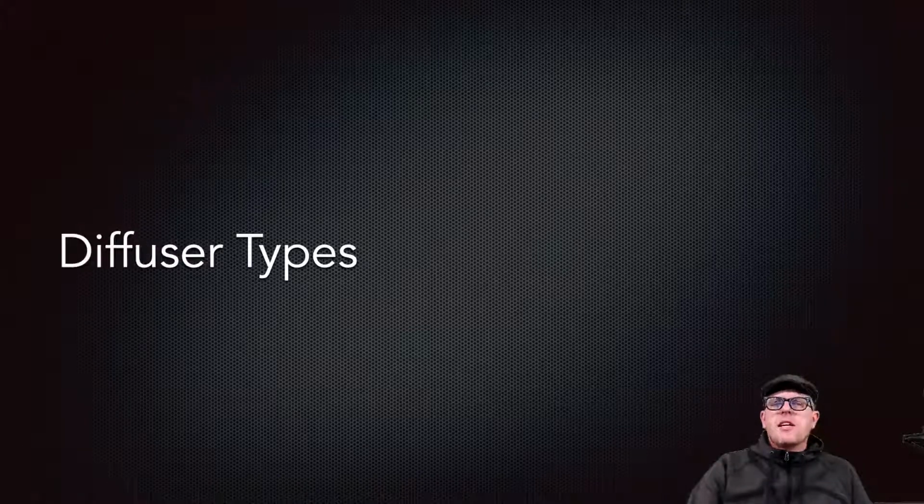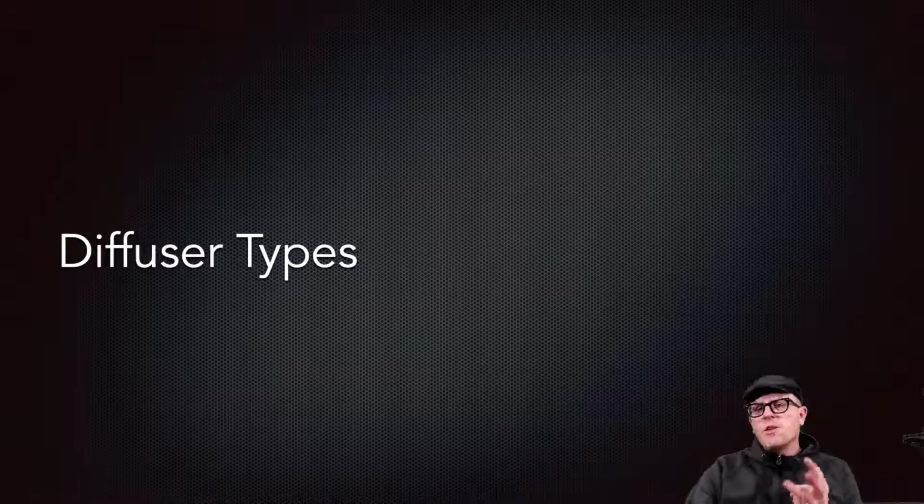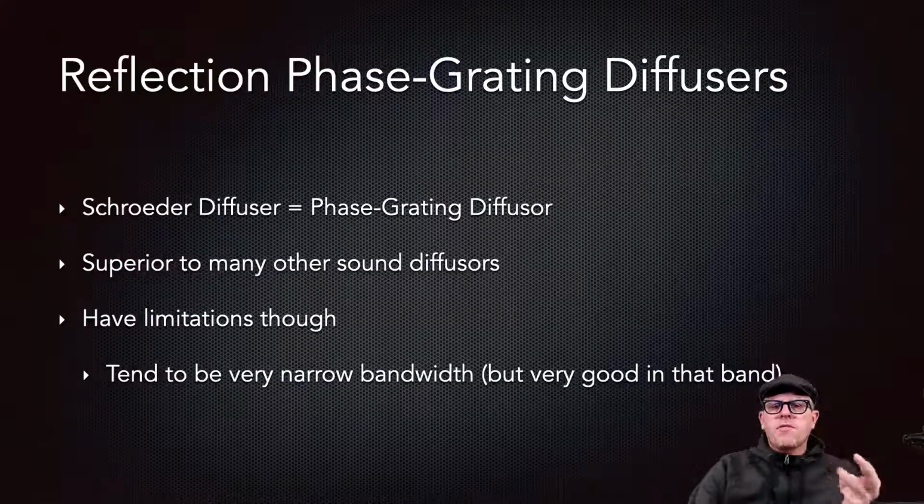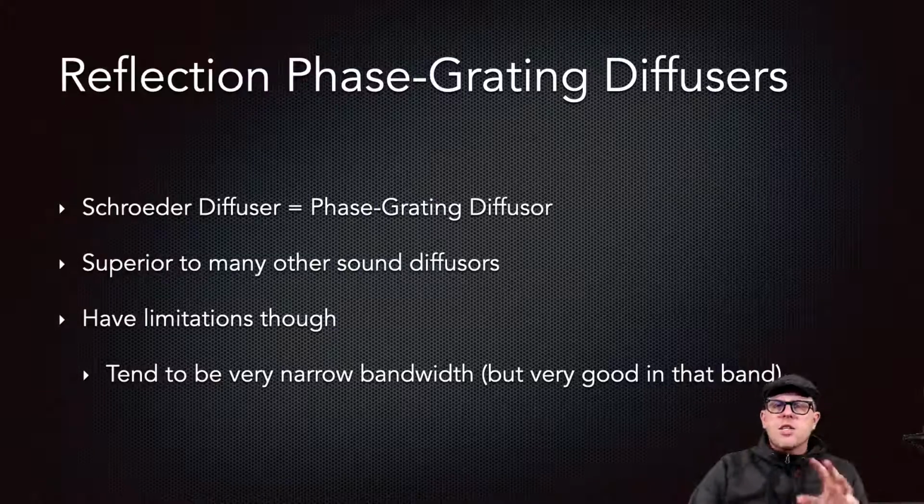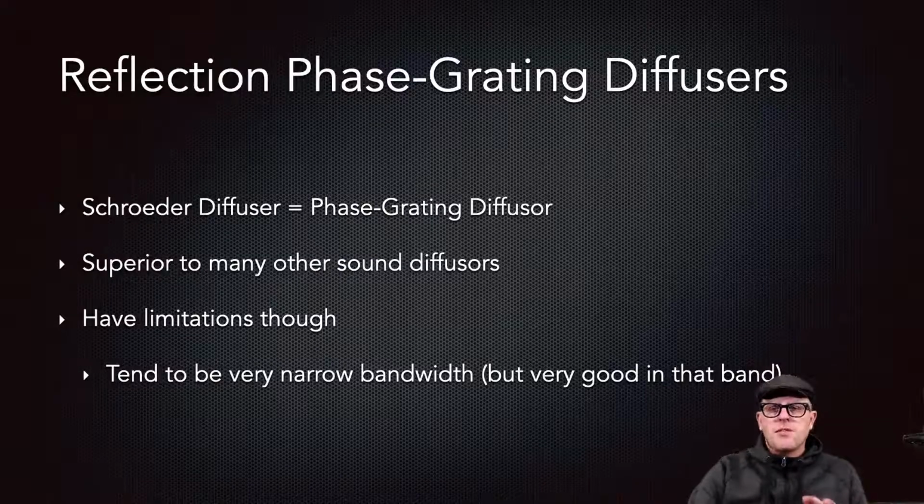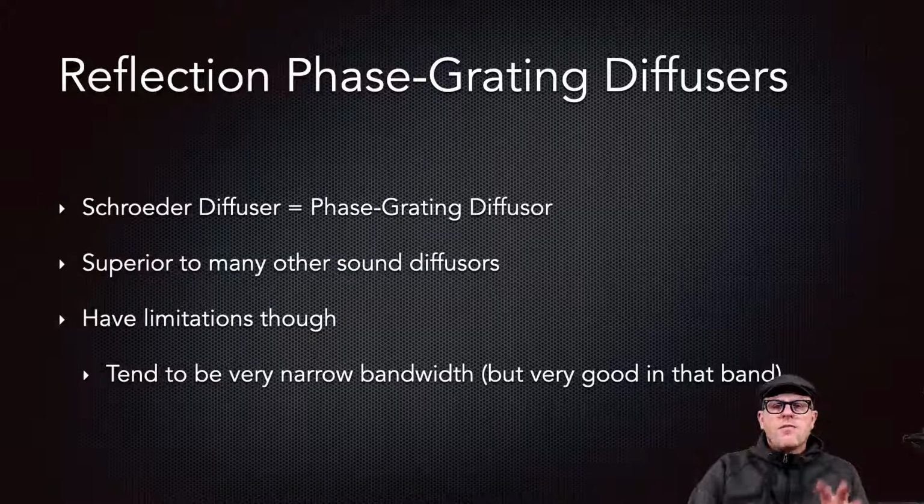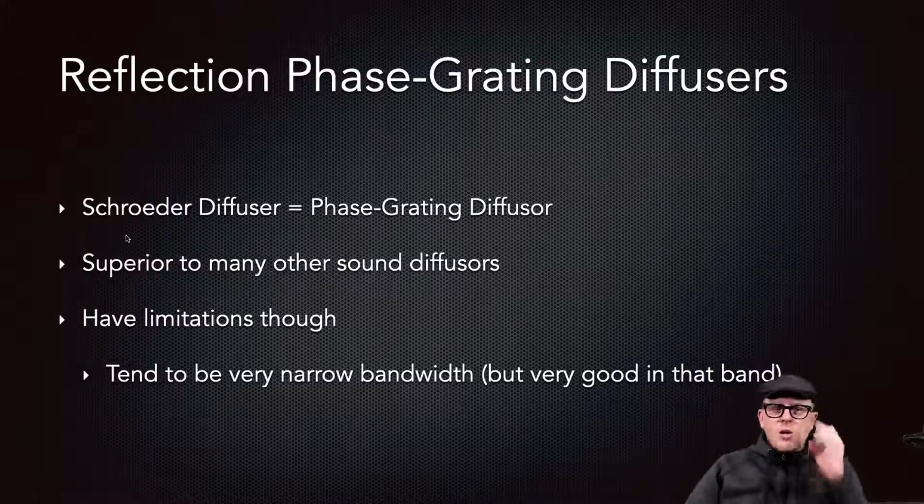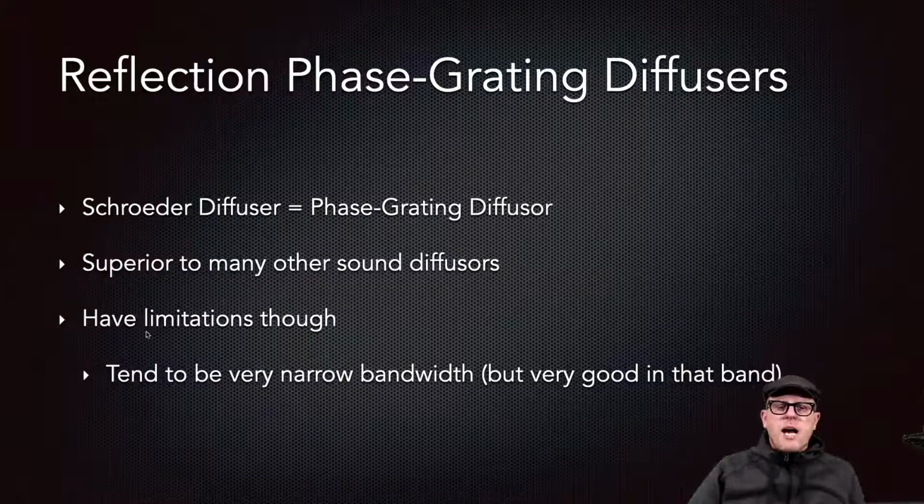So that was kind of the start of it. Let's start with the different diffuser types, and we'll talk about 3 main types. The first one I'm going to call the reflection phase grating diffusers. This is what we were just talking about. I was saying diffraction, but I meant diffusers. So a Schroeder diffuser equals a phase grating diffuser. It's superior to many other sound diffusers, but it has its limitations.